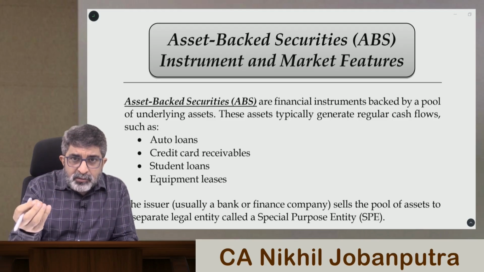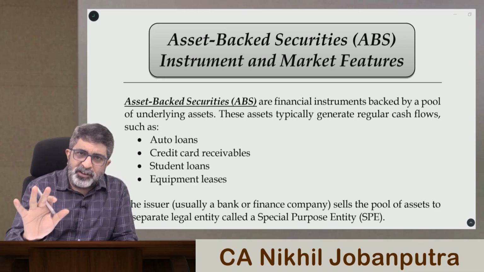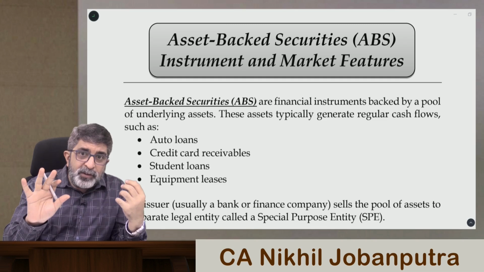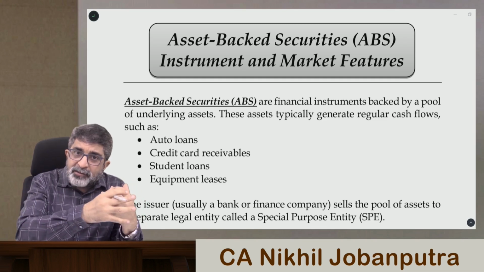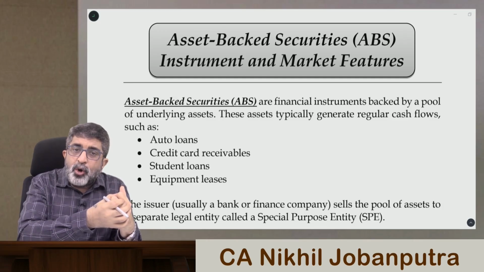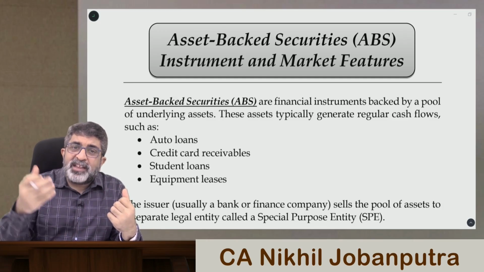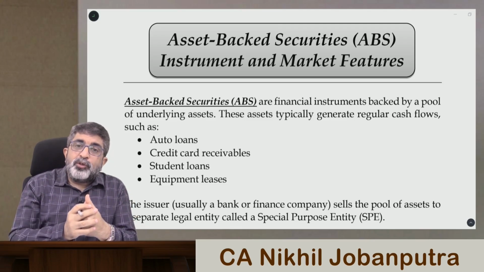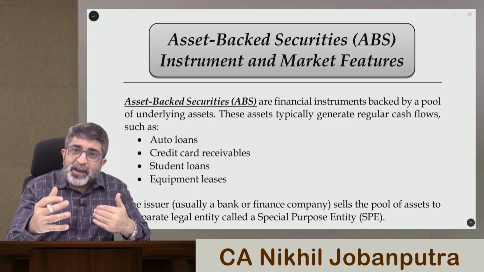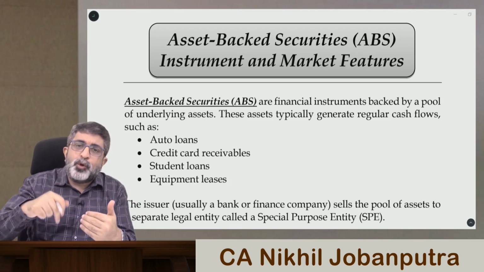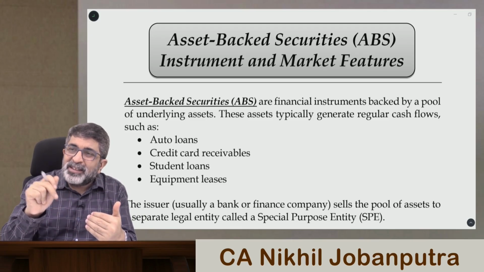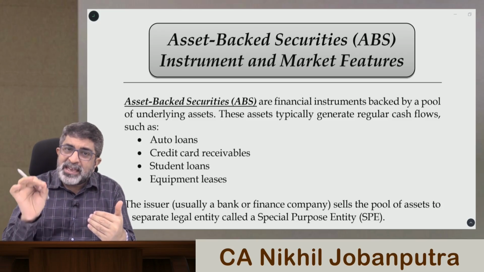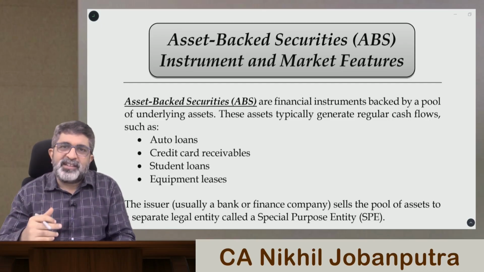The investor for these securities will be given assurance that your money is safe with us, because when we have an asset pool, we will have some customers who are going to pay back their loans and interest thereon. That money we are going to utilize to pay you. So this is called backing of asset pool, and therefore the securities issued by this SPE are titled as Asset-Backed Securities, ABS. So they have the backing of this asset pool.